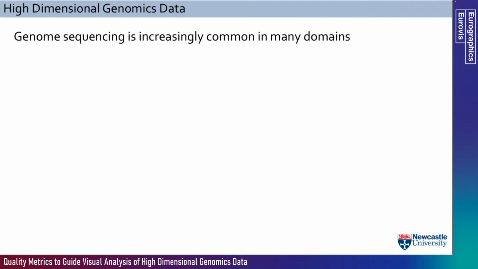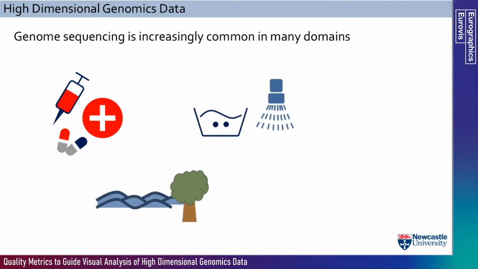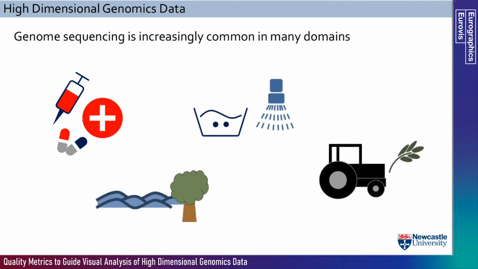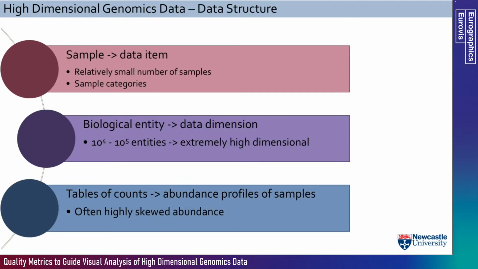So genome sequencing is increasingly common in many domains. These include medicine and health, environment, personal and home care, and agriculture, to mention a few. Looking at the basic data structure of this data, which applies to most types of omics data. First of all, the data comes from samples, which from a data point of view corresponds to data items. Often they are structured in sample categories such as test and control that are relevant for analysis.